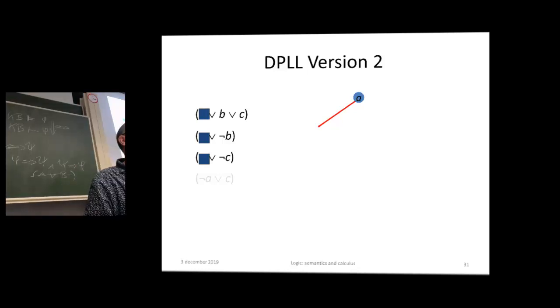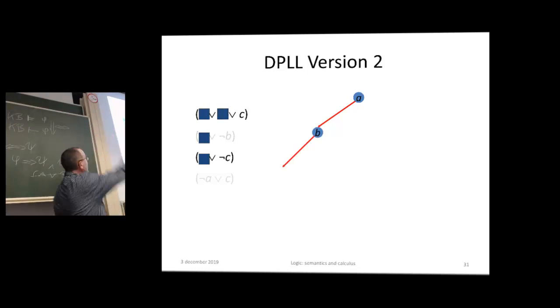Okay, now let's take the next one. We can now take B negative. So we know that the second clause goes.